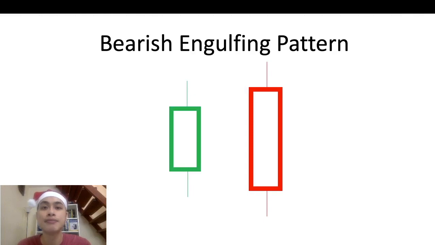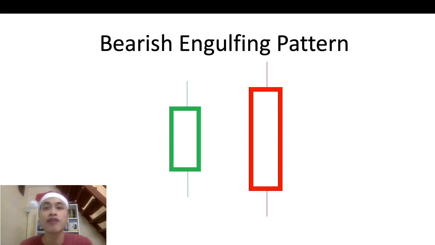So the next pattern is the bearish engulfing pattern. So the bearish engulfing pattern also has two criteria. The first is that the first candlestick must be a bullish candlestick and the second a bearish candlestick. So that's the first criteria. The second criteria is that the body of the bearish candlestick is larger than the body of the bullish candlestick and must be engulfing it. So that is the bearish engulfing pattern.